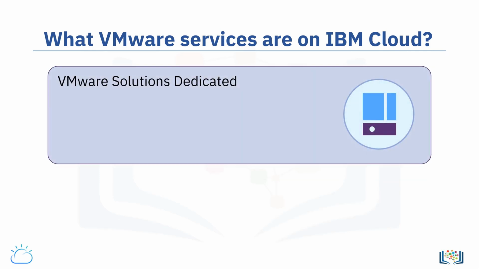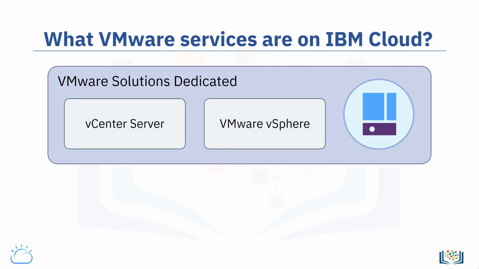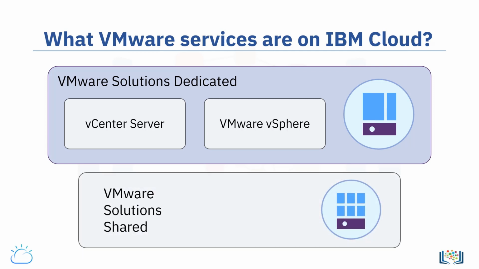The first is VMware Solutions Dedicated. This is a single-tenant bare metal solution that has options for vCenter Server and VMware vSphere. This service allows you to retain root-level access to the hypervisor, giving you a similar experience as you would have on-premises in a data center. The second is VMware Solutions Shared. This is a multi-tenant solution that uses shared infrastructure and provides a VMware environment based on vCloud Director.